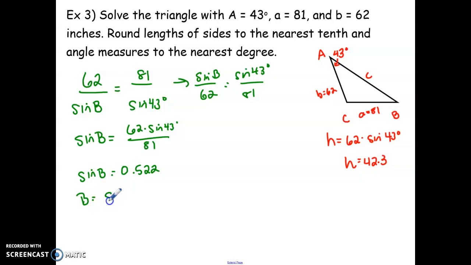And this is where the inverse sine in your calculator comes in handy, to find the actual angle measure. Make sure your calculator is in degree mode, otherwise it will really mess you up. And we find that angle B is 31.5 degrees.